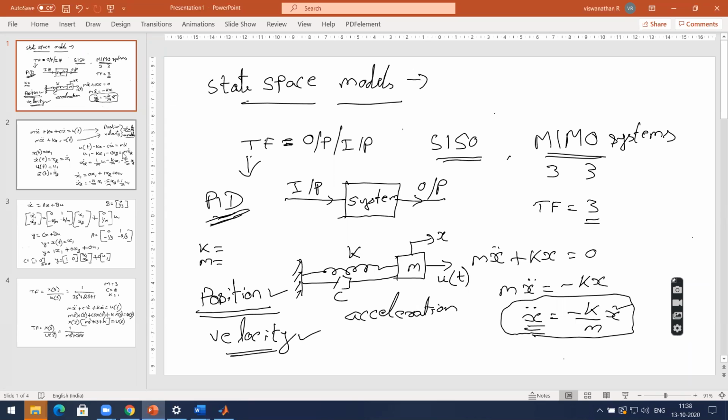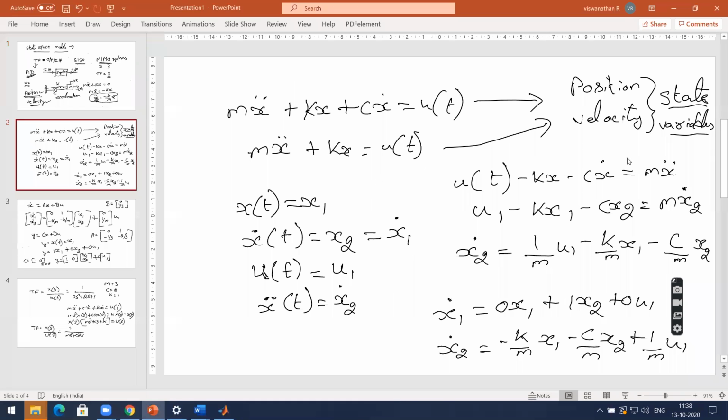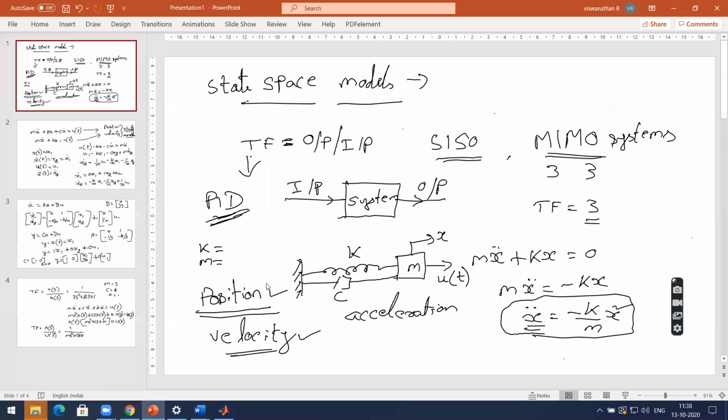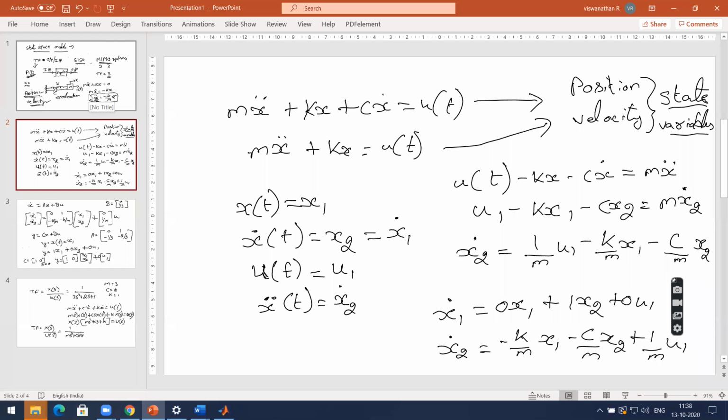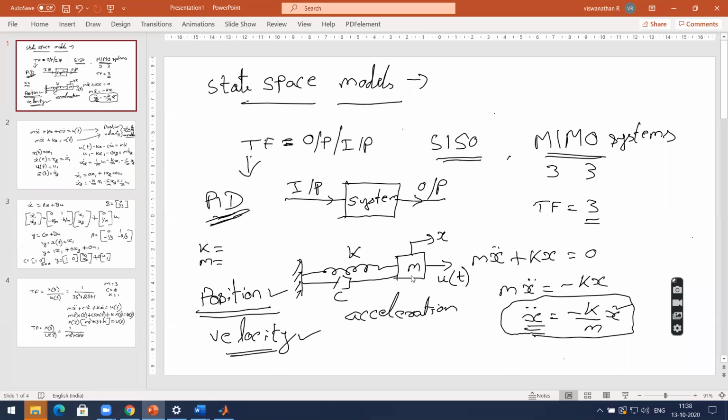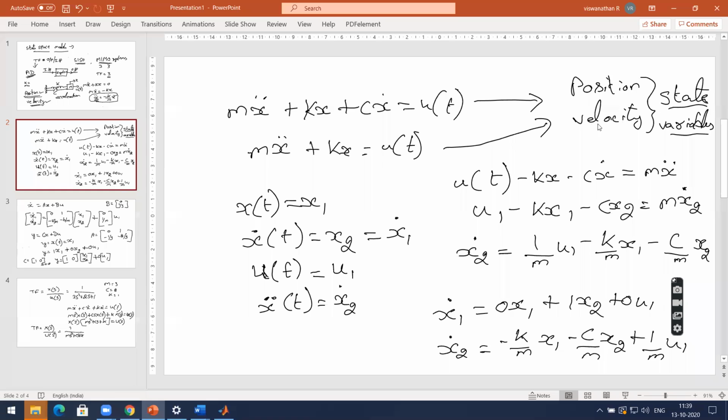The basic idea of state space models is that you need to know the state variables. State variables are the ones which define the complete system. In the case of this spring mass damper system, to define the system completely, you need to know its position and velocity. If you know its position and velocity, you can define everything else. What is the remaining thing? Acceleration. You can find acceleration from the position and velocity. So this example has two state variables, position and velocity.